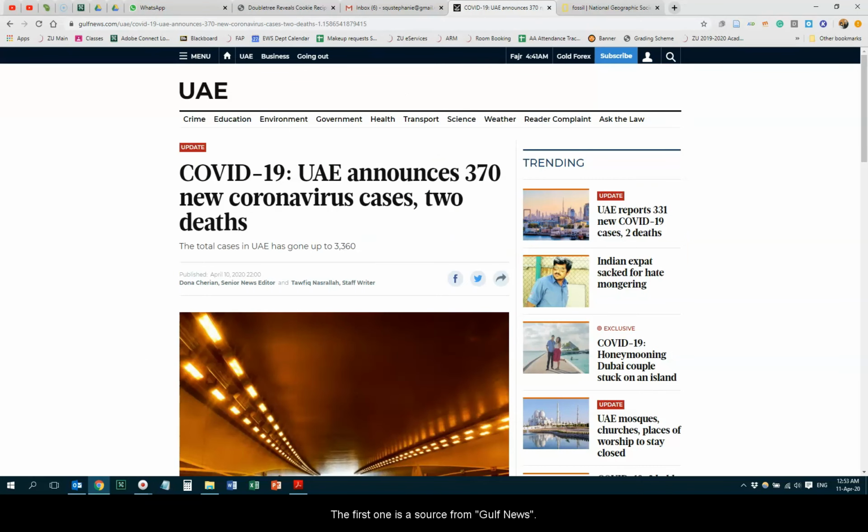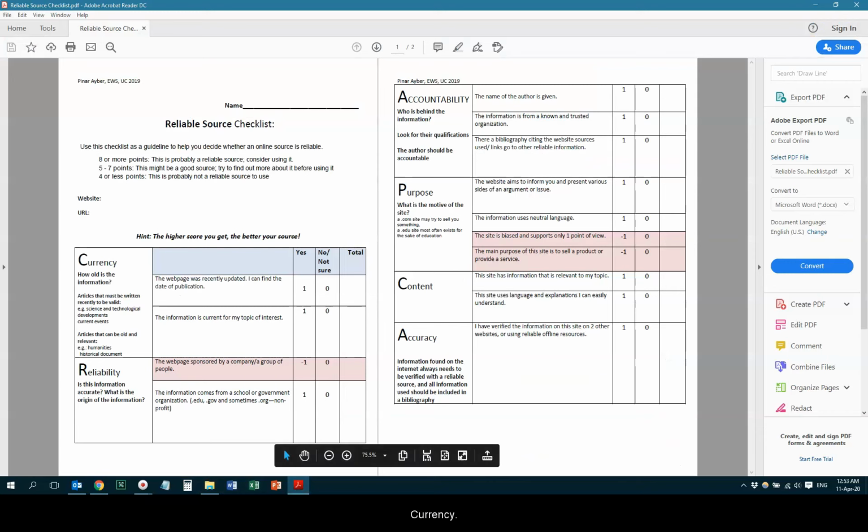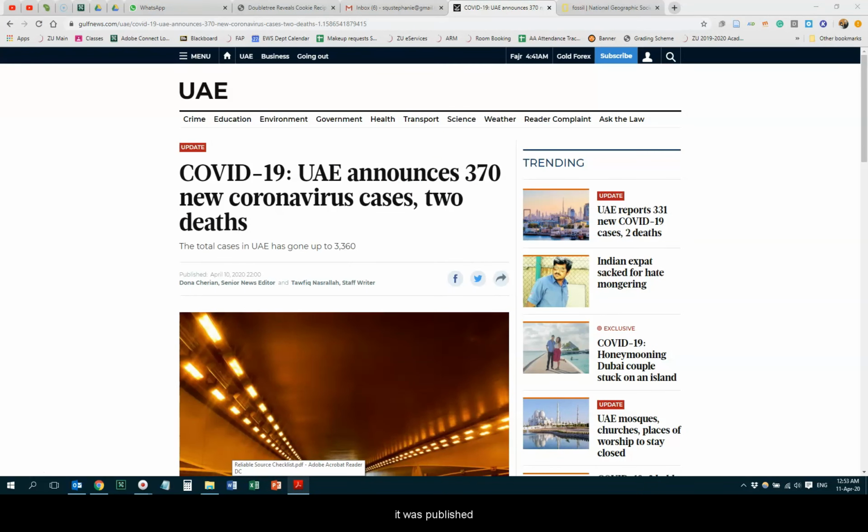The first one is a source from Gulf News, and we're going to look at the checklist and determine whether this is a reliable source based on our checklist. So, currency. The web page was recently updated. I can find the date of publication. The information is current for my topic of interest. So if I go back to my source, it was published today, April 10th, 2020. So that means that it's definitely up to date and it's relevant to a source if you were writing about the current COVID crisis.